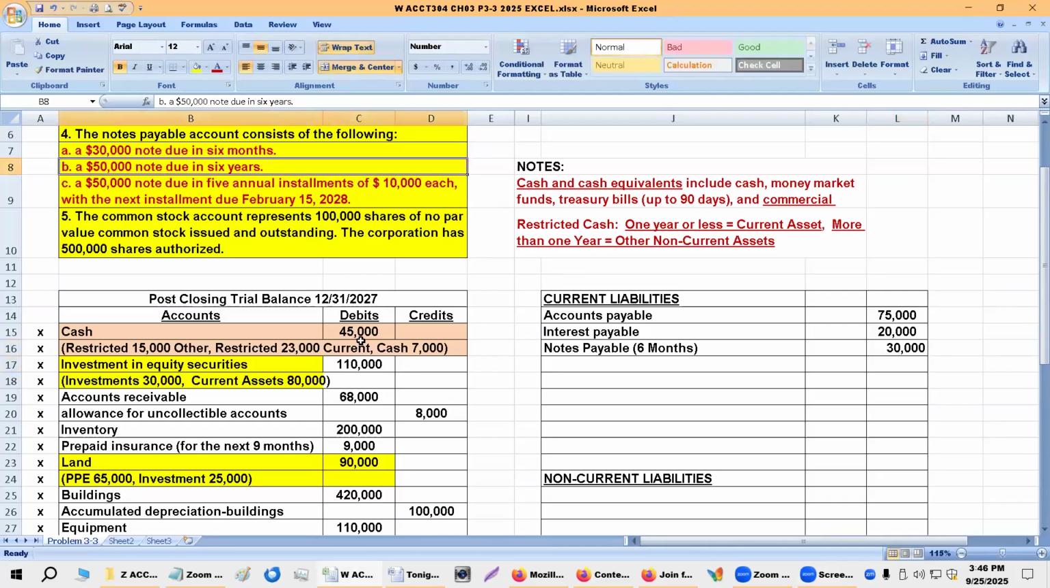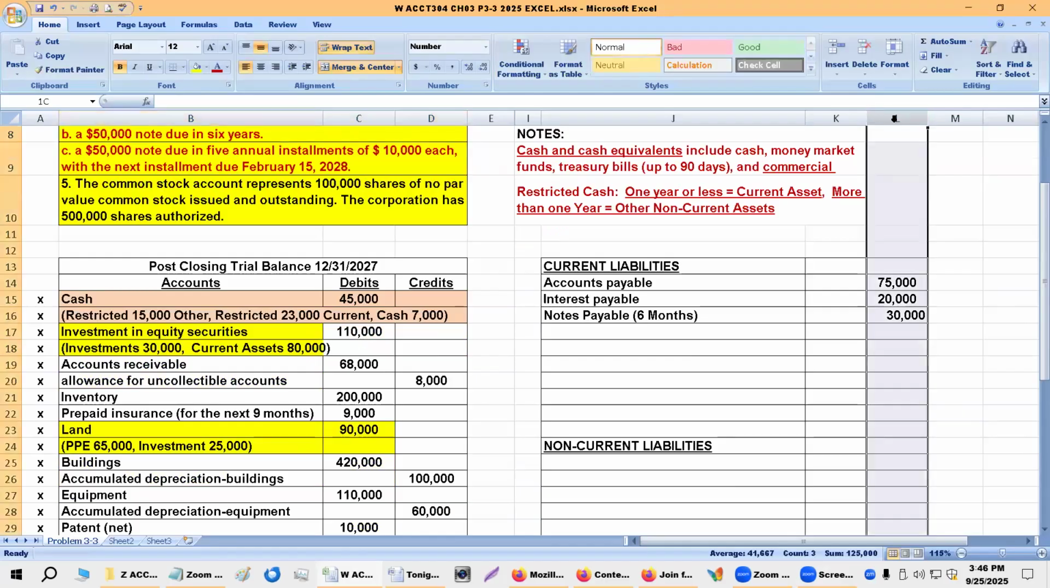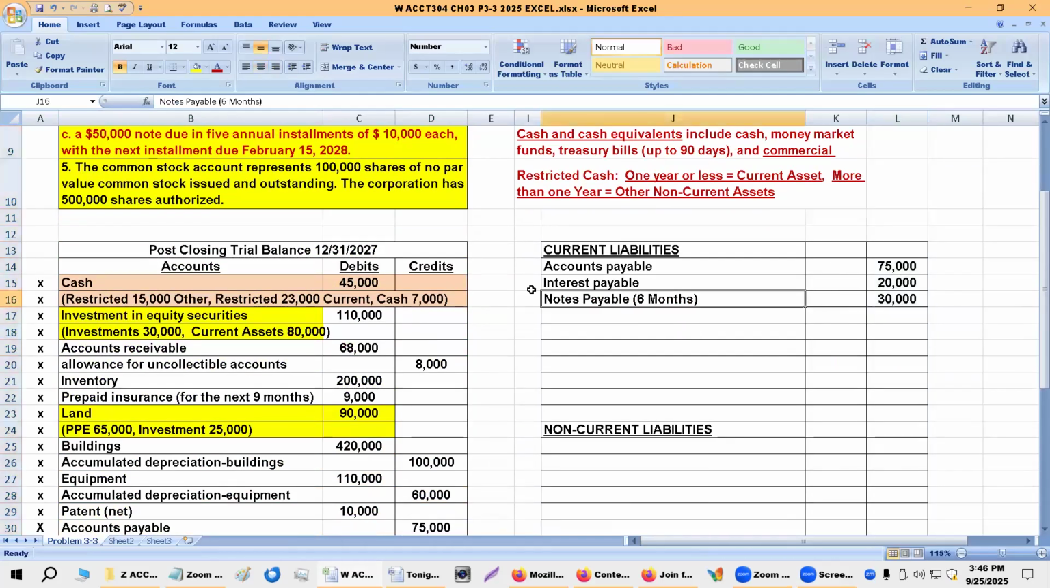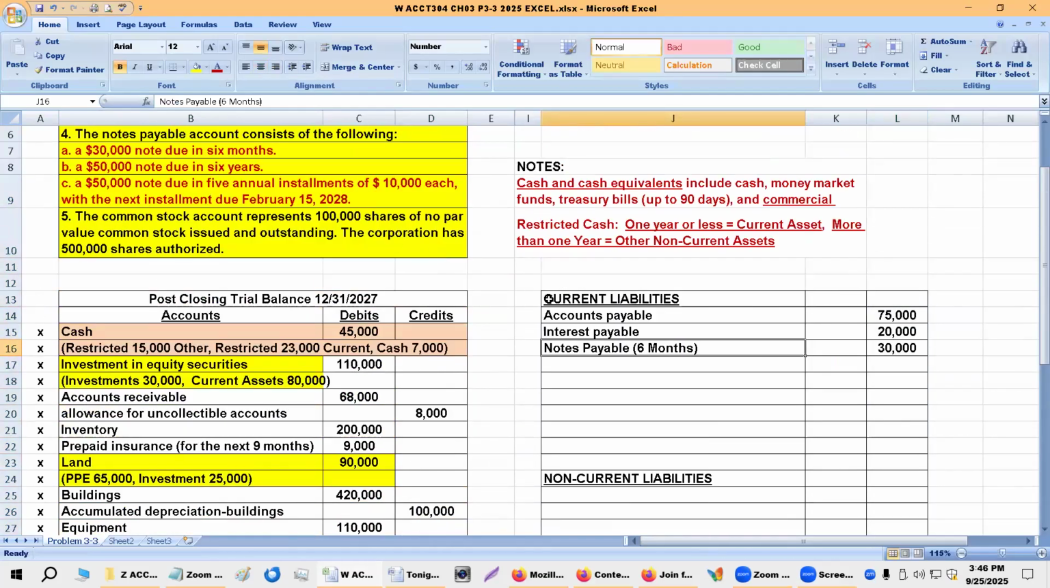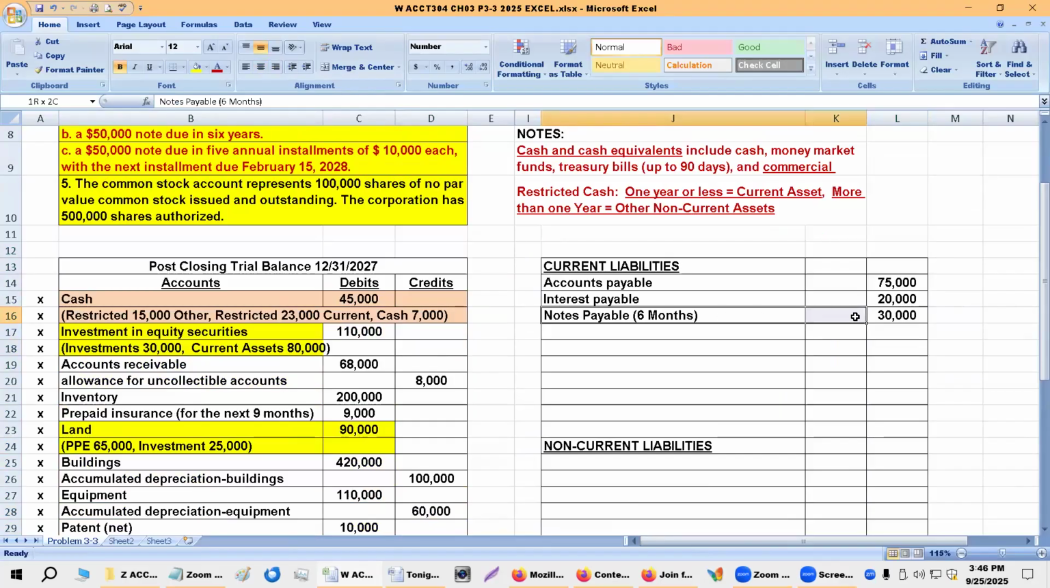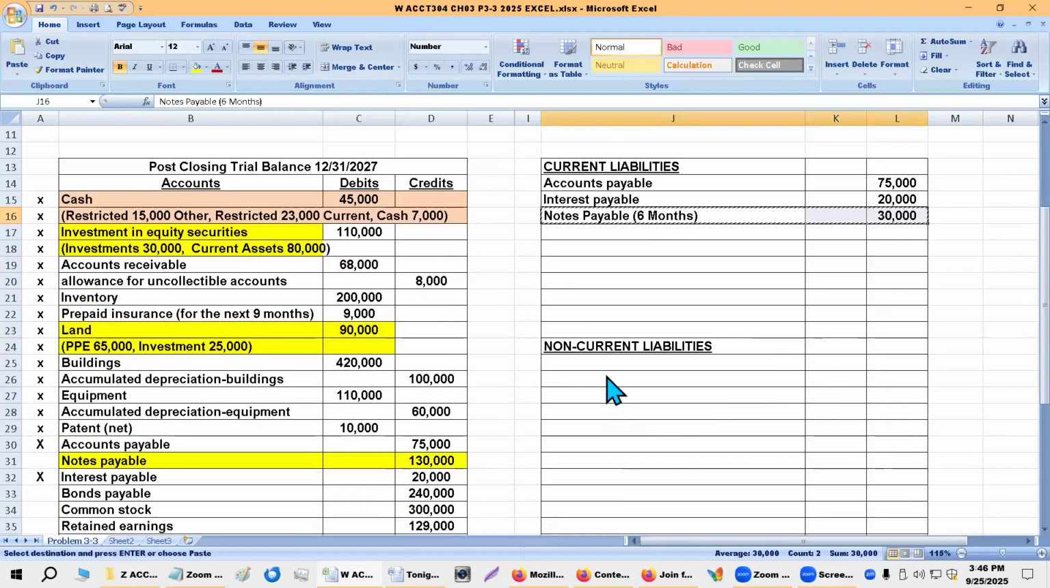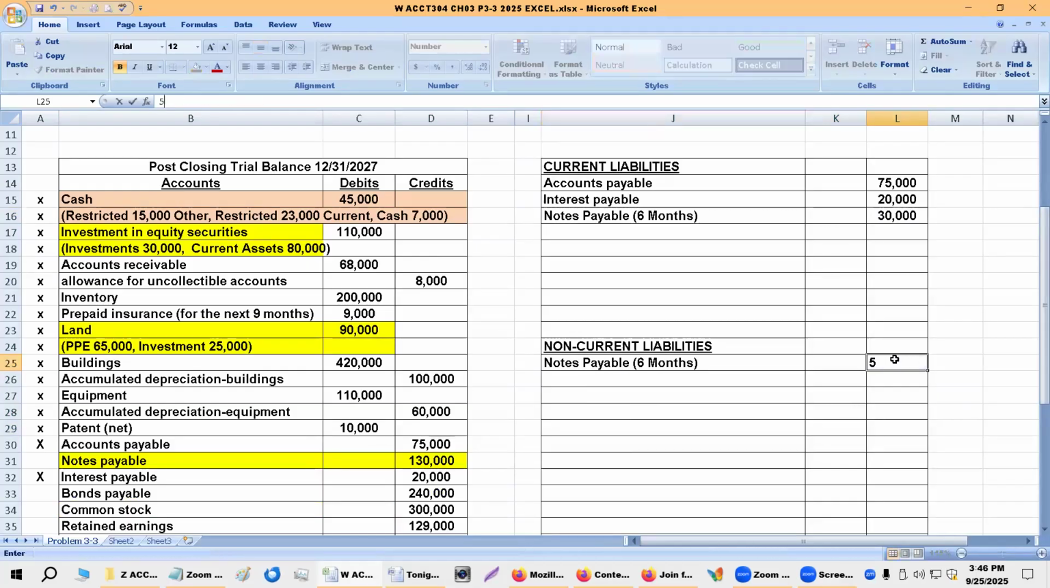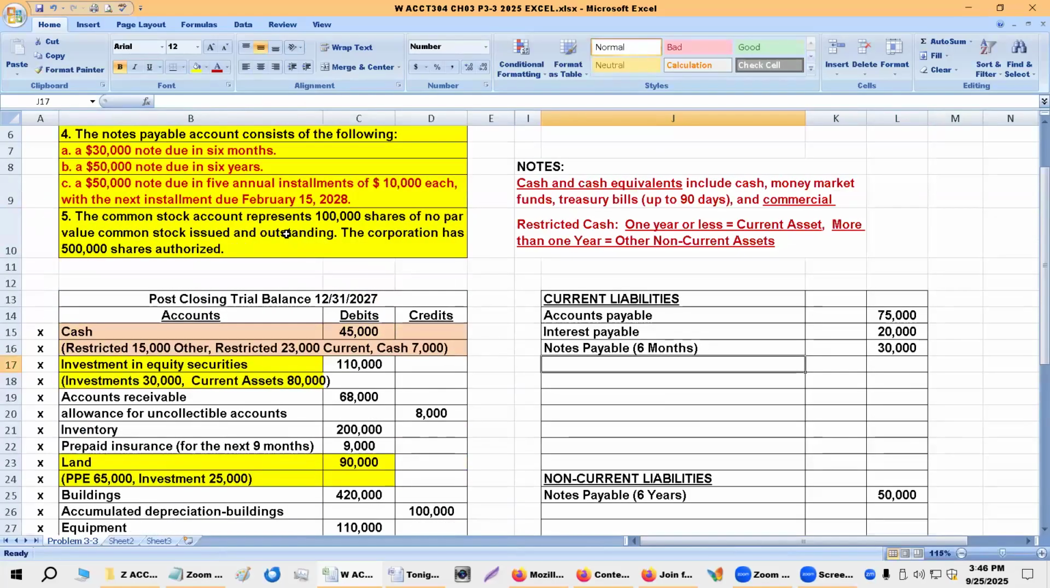Note payable in 6 years. That's non-current. That was for 50,000, due once at 6 years. Okay, now for the wacky one.